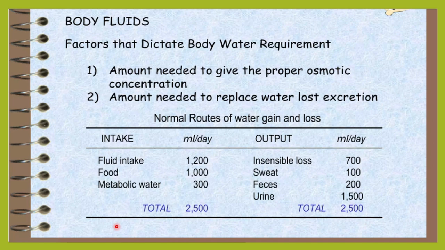I have told you that the water balance in our body is very adequately maintained. The amount of intake is balanced with the amount of output. Suppose the fluid intake is 1200 ml per day: in food we have around 1000 ml, and metabolic water is around 300 ml. Similarly, the output will be balanced. Insensible loss would be around 700 ml per day. Sweat accounts for 100 ml per day. Feces, stool and urine account for around 2000 ml. So we balance the fluid intake and output to maintain the body composition of water.